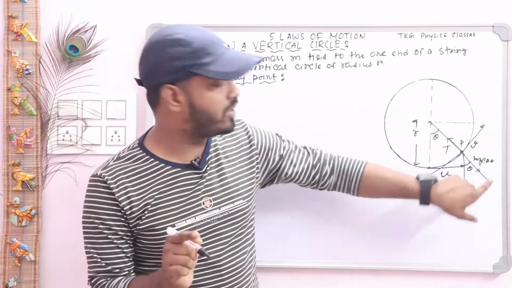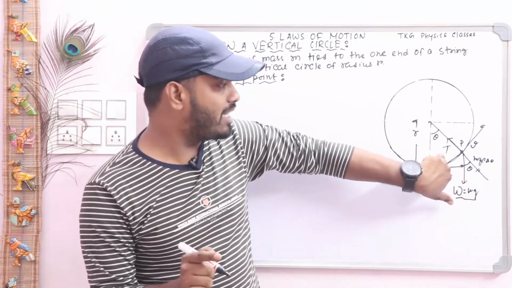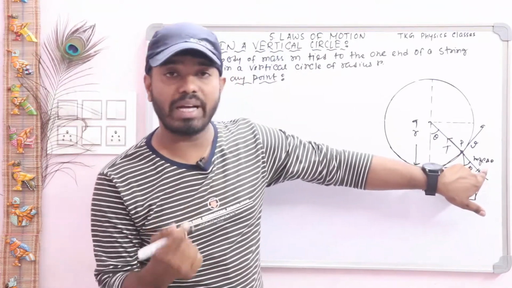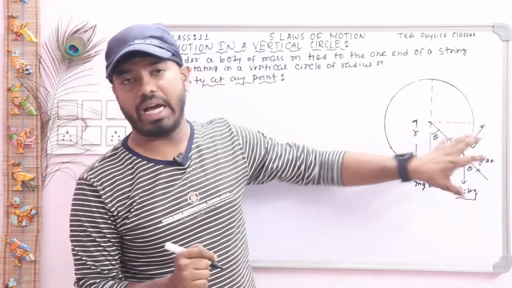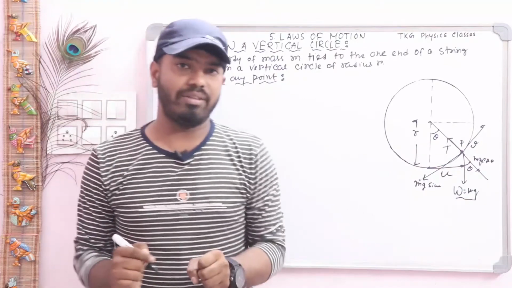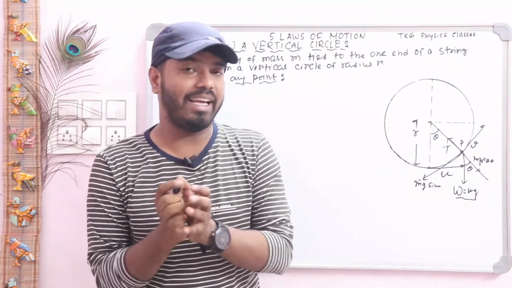This is the force which is directed inward. So here T minus mg cos theta provides the centripetal force. Okay, so this is all about our diagram. Now at first we will derive the velocity at any point.